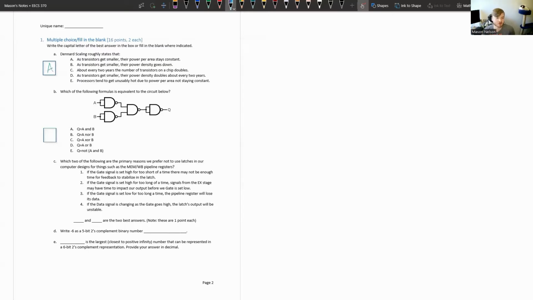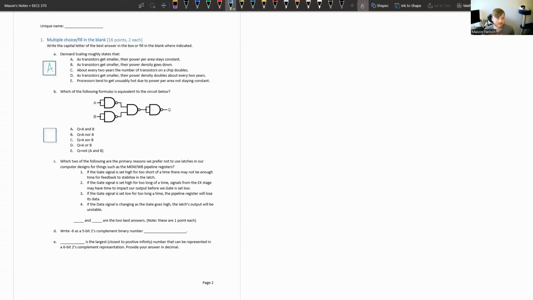Part D is not true. As transistors get smaller, the power density doubles. That would be very bad. We'd be sucking in a lot of energy, and there would not be much of a reason to get smaller transistors. And that would be the same as saying part E, where if we had transistors with power density doubling, that means they would probably get unusably hot, which would be very bad for us. So A is the correct answer.